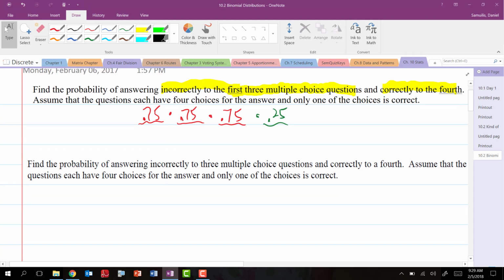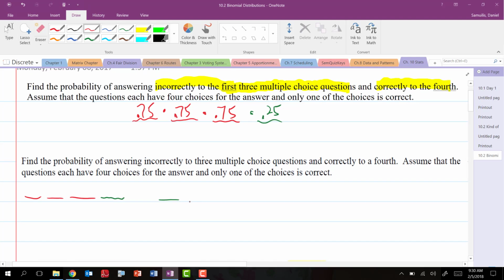How do we do the next one? Well, the problem with this is when it is worded this way, this is a possibility. Wrong. Dang it. Go back. Wrong, wrong, wrong, right. But is that the only way you could get one question right? No, you could get which one correct? The first one correct. And then the second, third, and fourth wrong.